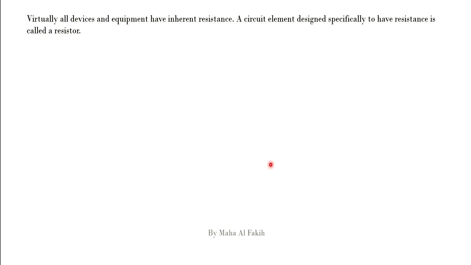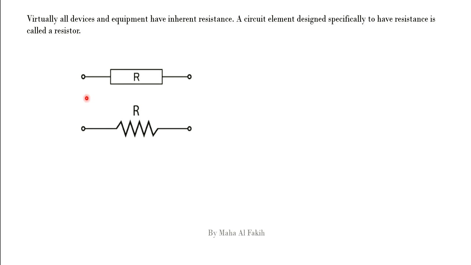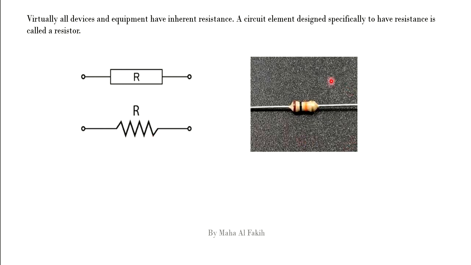Virtually all devices and equipment have inherent resistance. Each material can be conducting or insulating. It can have a low resistance or high resistance, and this is what we call the inherent resistance, which means the material has its own resistance. However, a circuit element which is designed specifically to have resistance is called a resistor. There are two circuit symbols commonly used for resistor. The first one is this one, and the second one is this one. Here is a picture showing a real resistor that is used in circuits.